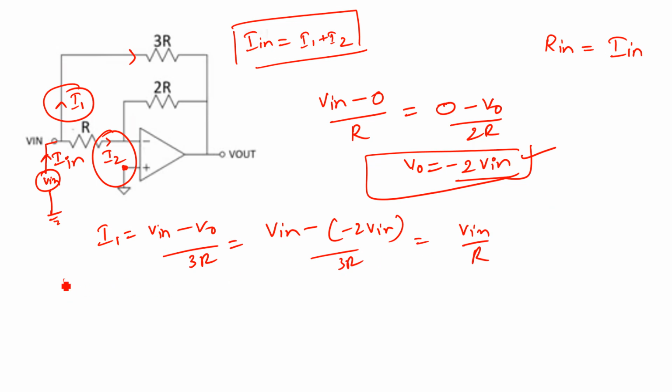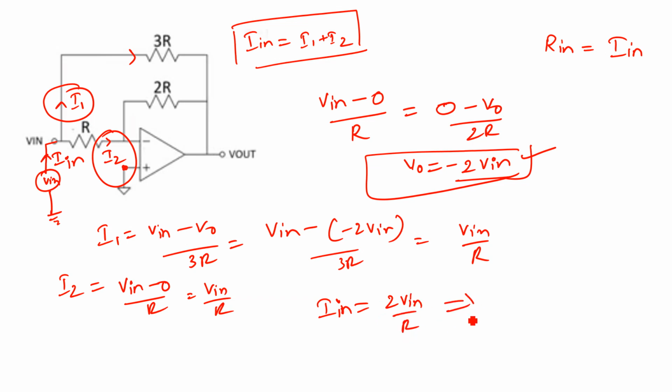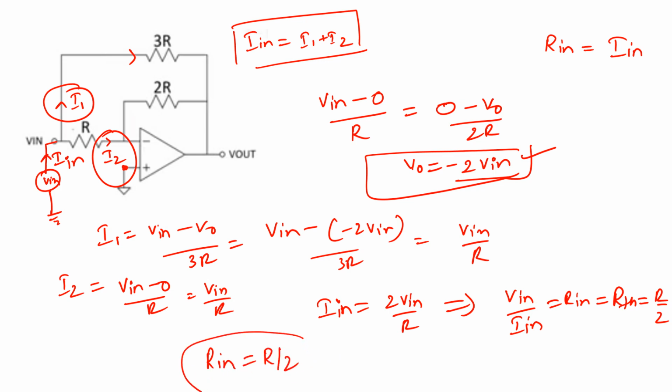Similarly, to calculate I2, I2 will be (Vin minus 0) upon R, which is Vin upon R. So the total current Iin will be I1 plus I2, which means 2 Vin upon R, and from here we get Vin upon Iin, which is the input resistance, also equal to Thevenin's resistance, which is equal to R upon 2. So the input resistance came out to be R upon 2.